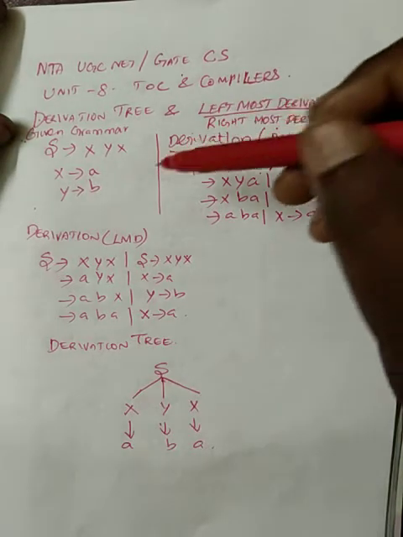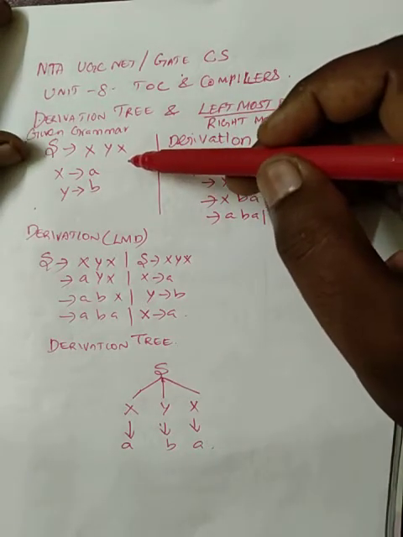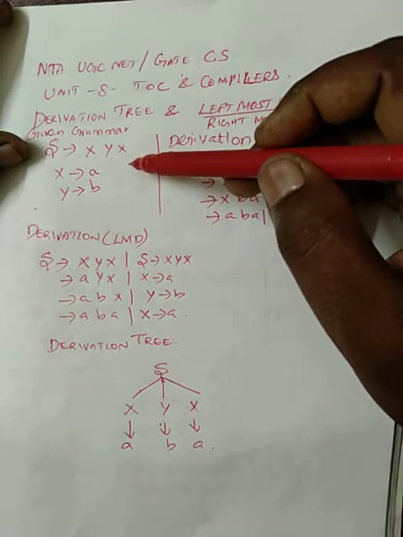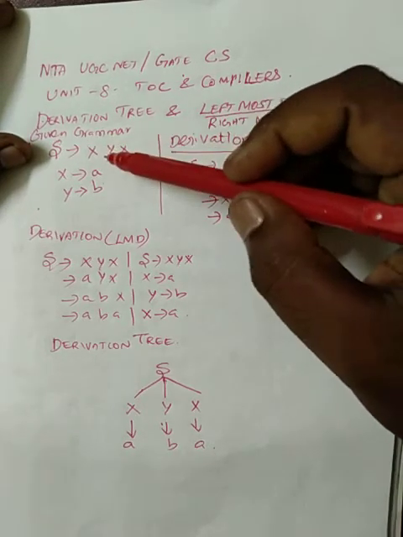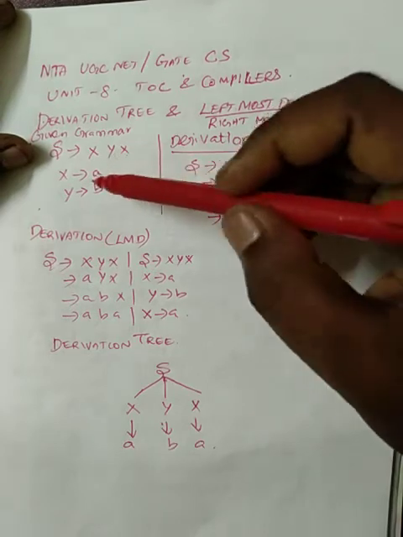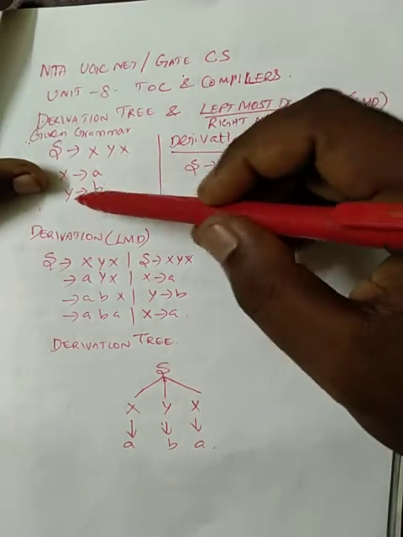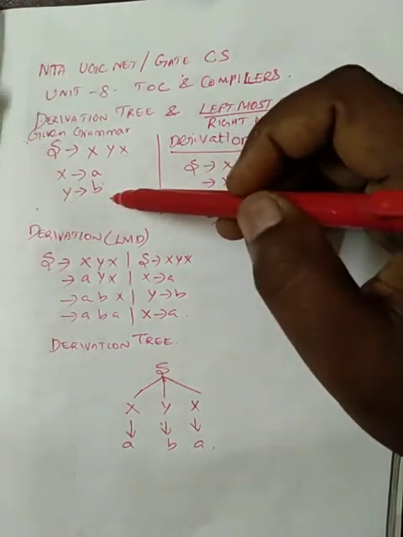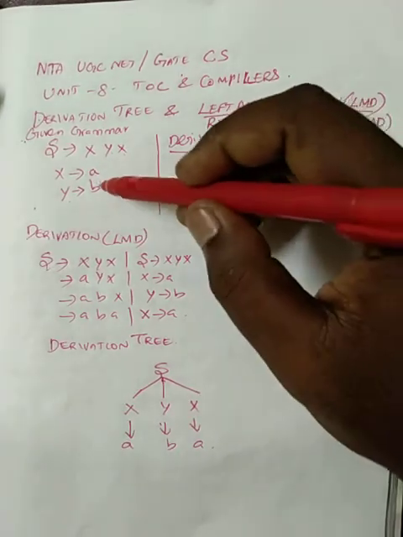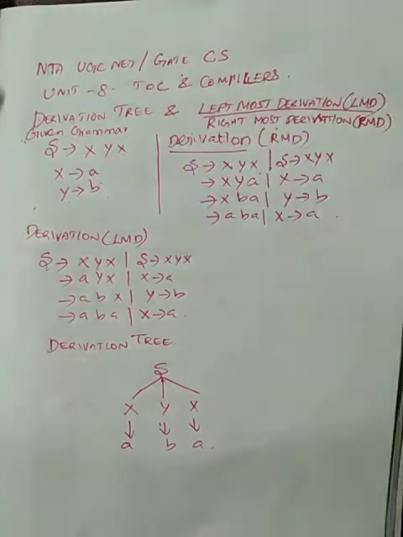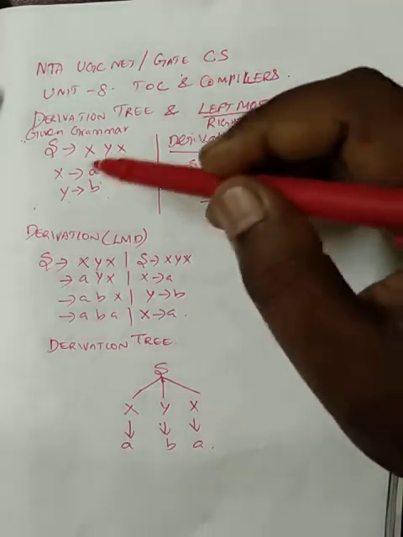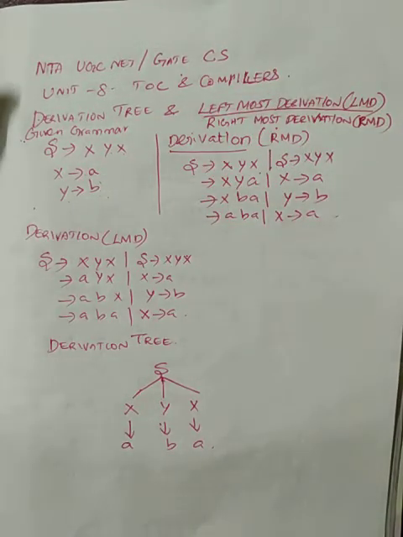Okay. We want to take input as any context-free grammar production rules. For example, S tends to XYX, all are capital. Capital X tends to small a, and capital Y tends to b. And here a and b are terminals. All other symbols are non-terminals. And S is the start symbol, that is also a non-terminal.